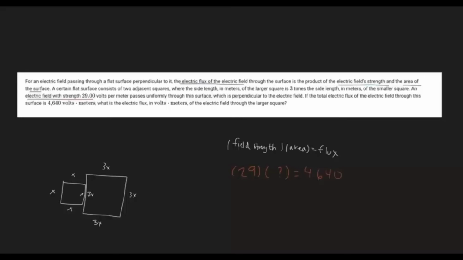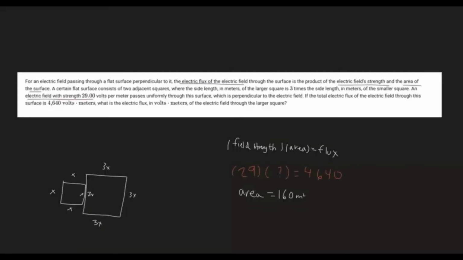So what we can do here is just a simple calculation to find the total area. So here we can just have area, and this will be 4,640 divided by 29. So the area would be 160 meters squared. All right. So there we have it. We have the total area of the adjacent squares, but we want to find just the area of the large square, because if we do that, we can multiply that by the field strength in order to get the flux that it's affected by. So here's what it's going to look like.